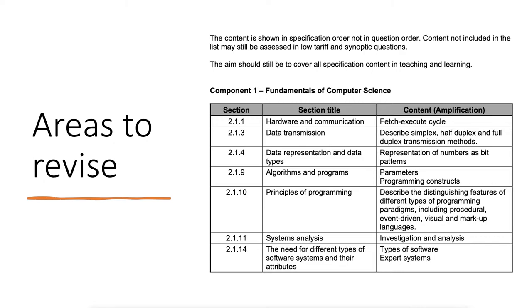Now, the thing that's not covered in there is object-oriented, and I'll get to that further on, because object-oriented is normally covered in programming paper, which is component two. We've got systems analysis, which specifies investigation and analysis in there. And then we've got the need for different types of software systems and their attributes. So looking at different types of software, so our three main different types of software and expert systems.